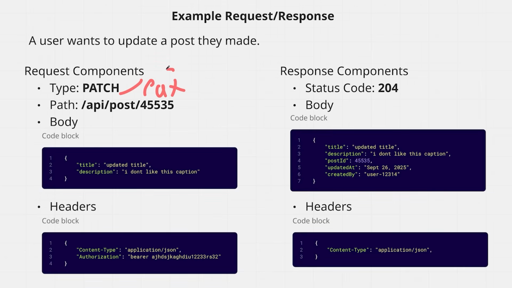So if you ever see patch, it's the same as put, which just means you want to update something. If I wanted to create something, I would use post, right? But I don't want to do that. I want to update, so I'm using patch. Okay, so the type or the method of my request is patch.